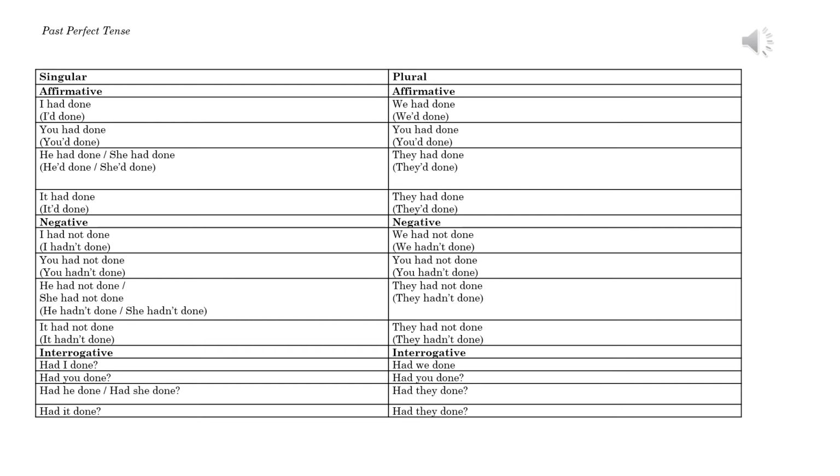Past perfect tense. Affirmative. I had done. I'd done. You had done. You'd done. He had done. She had done. He'd done. She'd done. It had done.